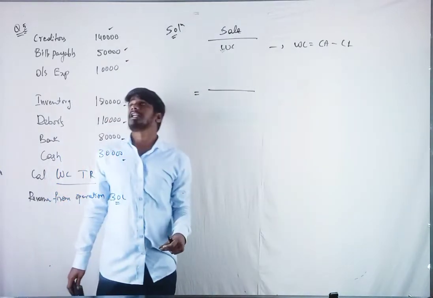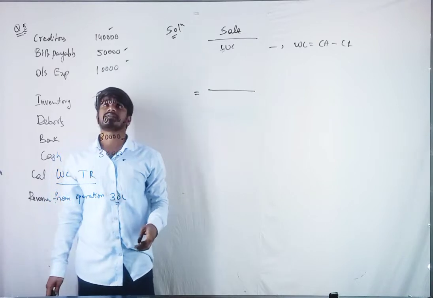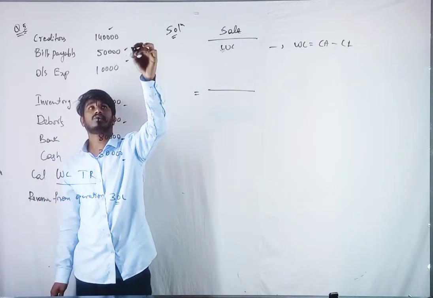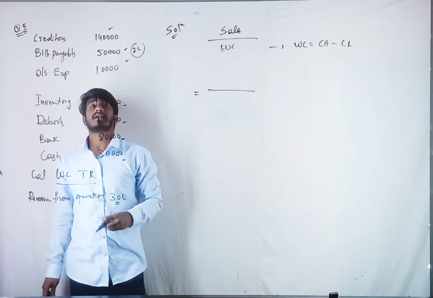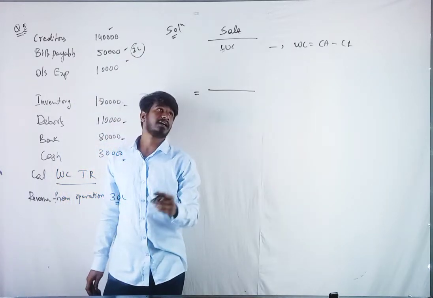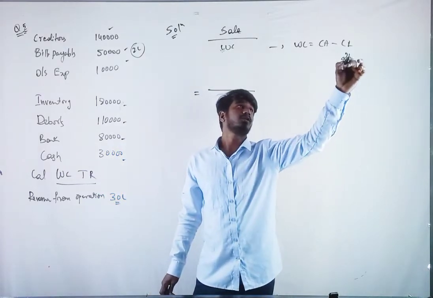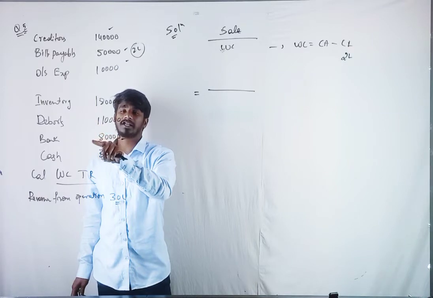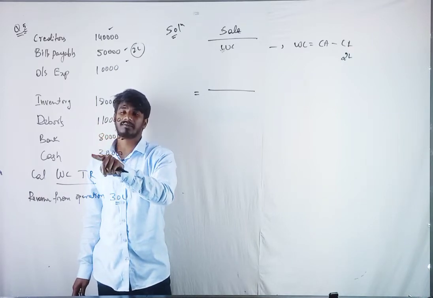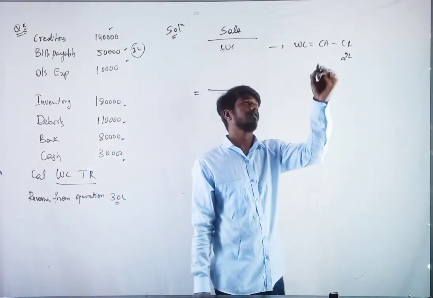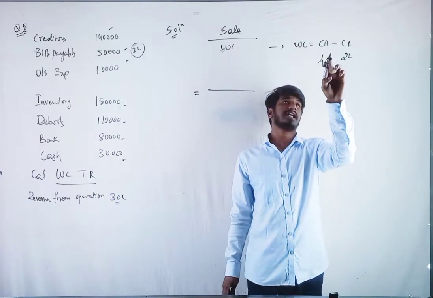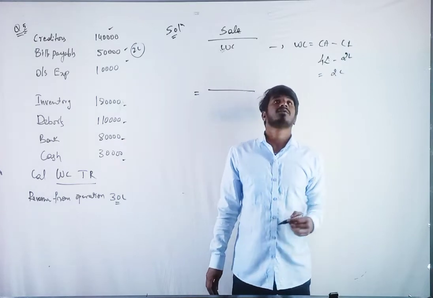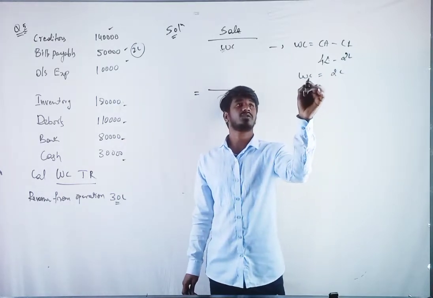Creditors is 1 lakh 40,000. Fine. 1 lakh 40, 1 lakh 90, 2 lakh it is total. Current liability is 2 lakh. Total assets 1 lakh 80, 2 lakh 80, 2 lakh 90, 3 lakh 70, 4 lakh. 4 lakh is current asset and 2 lakh is current liability. Working capital is 2 lakh.